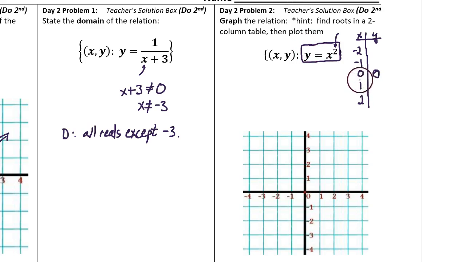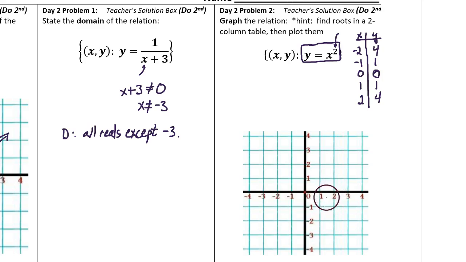Let's substitute each of these x values into our equation to figure out what y is equal to. I'm going to start by putting in the 1 right here. 1 squared makes 1. Next, I'm going to put in the negative 1. Negative 1 squared makes 1 also. Now I'm going to plug in the 2. 2 squared makes 4. And now I'm going to plug in the negative 2. Negative 2 squared makes 4.